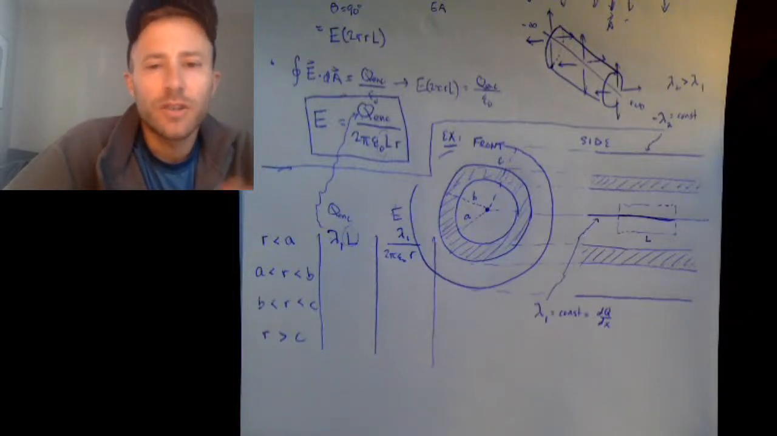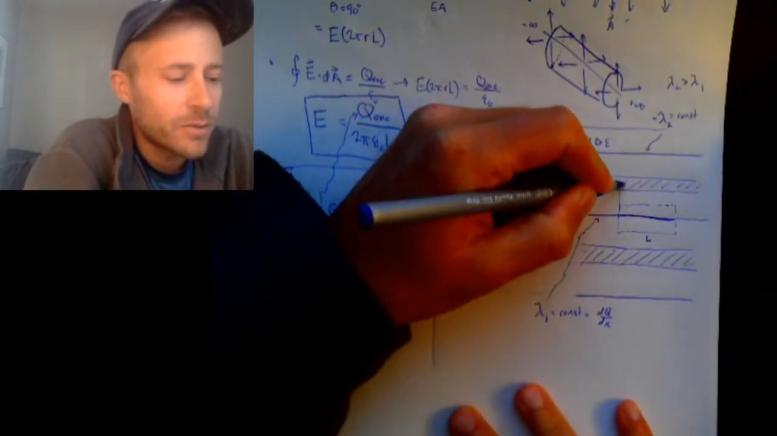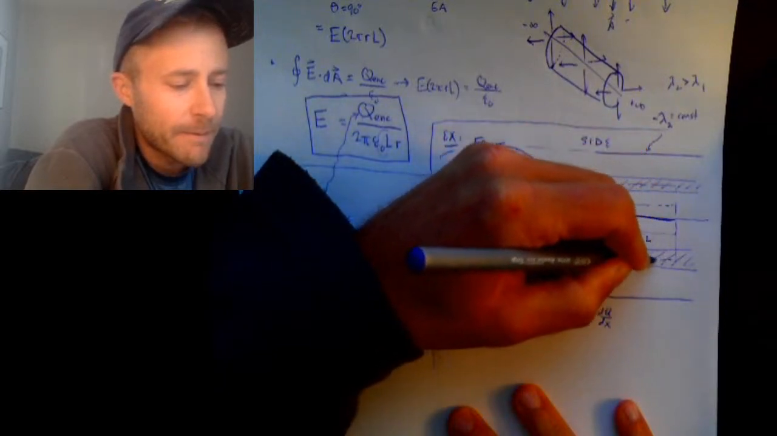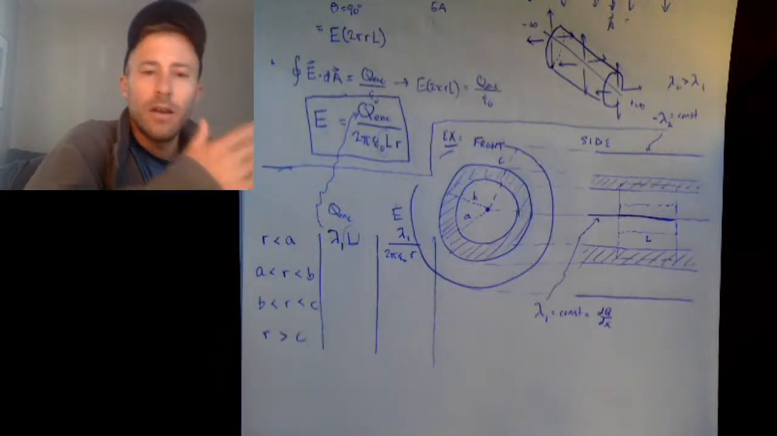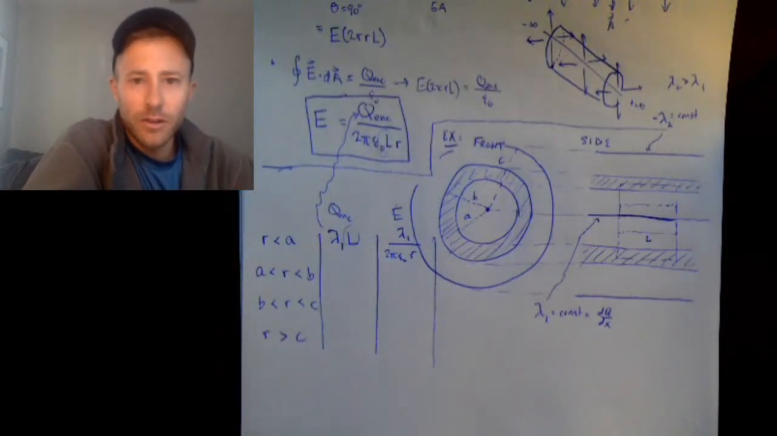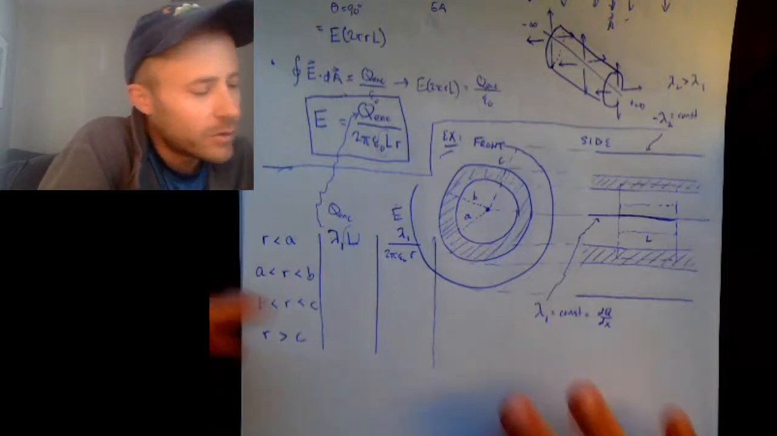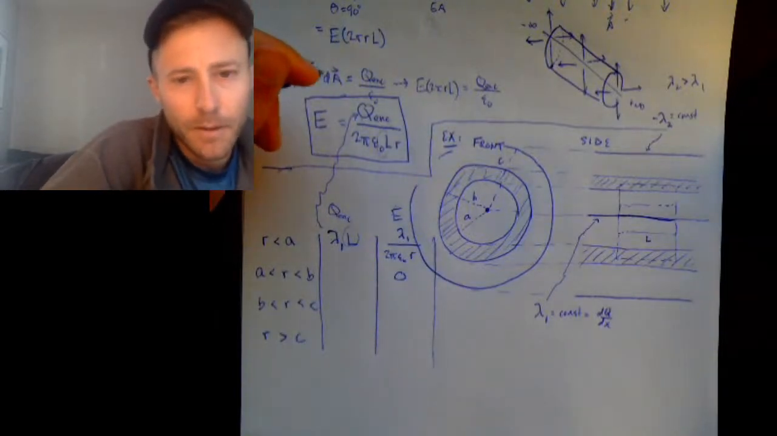For the second region, our Gaussian surface is inside the conductor. And as we know, inside the conductor, no calculation is necessary. You know that the electric field is 0.